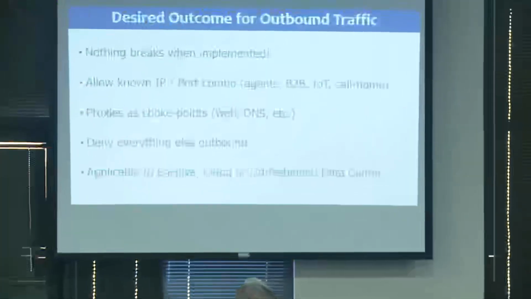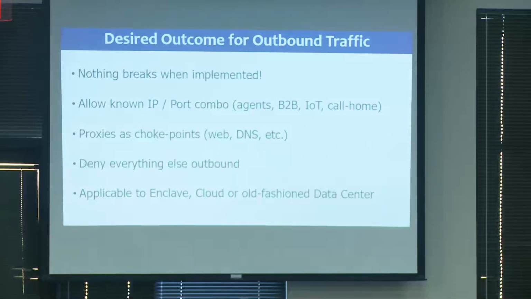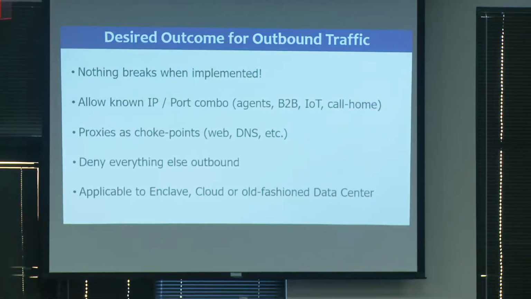So when we are done, we hope that nothing breaks, right? We know our outbound traffic IP and ports combinations. That may include some agents or your business-to-business transactions, call homes. For everything else that you cannot easily control, like web, because how do you filter web, right? You need to allow that to people. You can channel them through a proxy, like Cisco IronPort or Squid proxy or Blue Coat. Because if you do, that gives you an inspection point, right? And you can get additional capability like domain reputation and stuff like that.